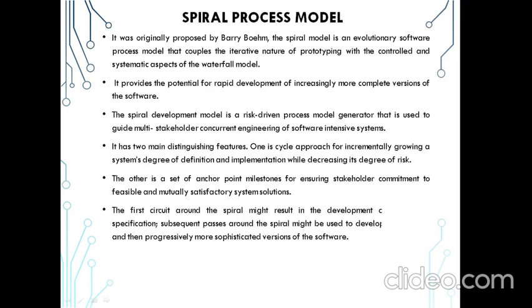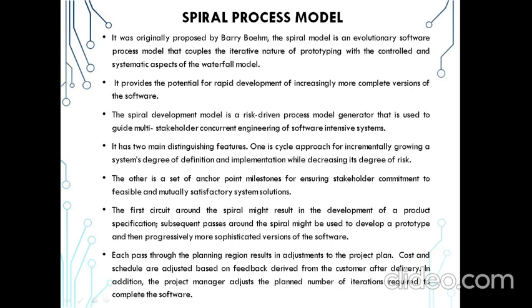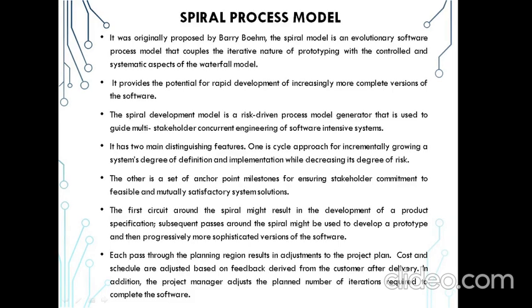Next is the spiral model. It was originally proposed by Barry Boehm. The spiral model is an evolutionary software process model that couples the iterative nature of prototyping with the controlled and systematic aspects of the waterfall model. It provides the potential for rapid development of increasingly more complex versions of the software.